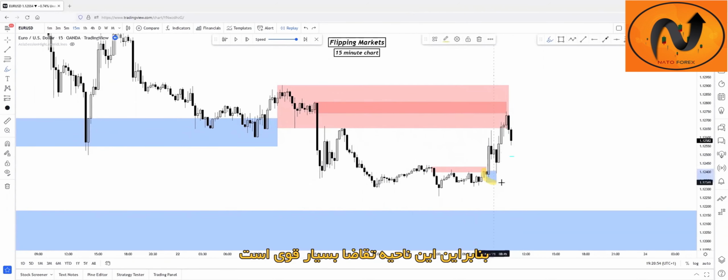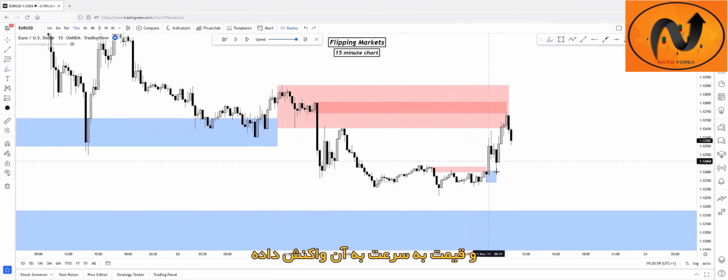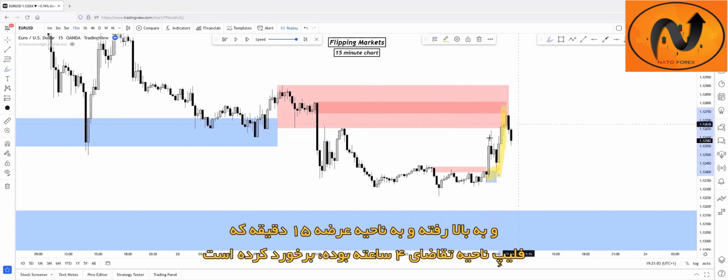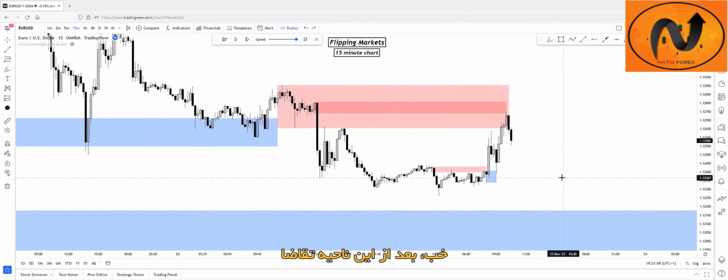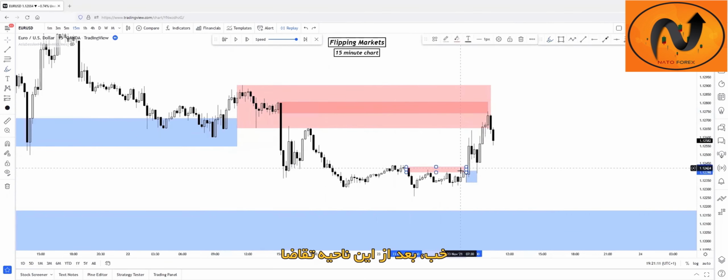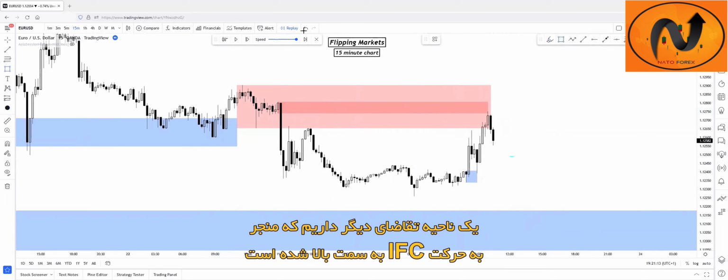So this is a really strong demand zone, as you can see, and price reacted on this demand zone immediately. After the reaction, it pushed to the upside and tapped the 4-hour and the 15-minute supply zone that flipped the 4-hour demand zone. Okay, so after this demand zone, we will have another demand zone, which caused the inefficient push to the upside.